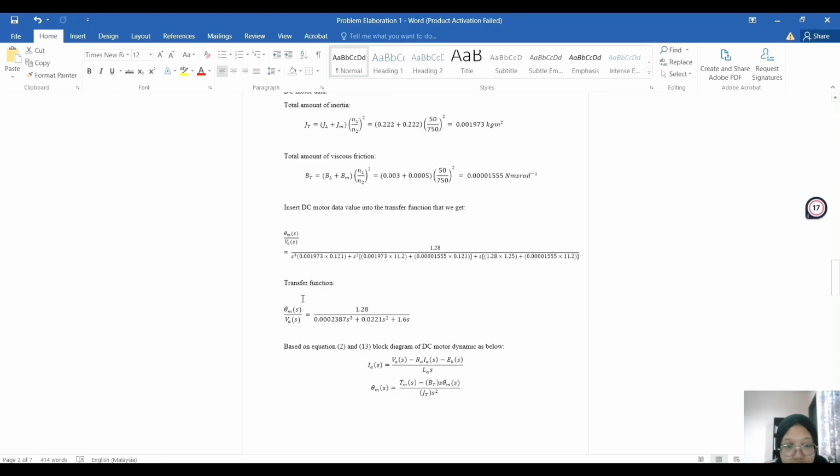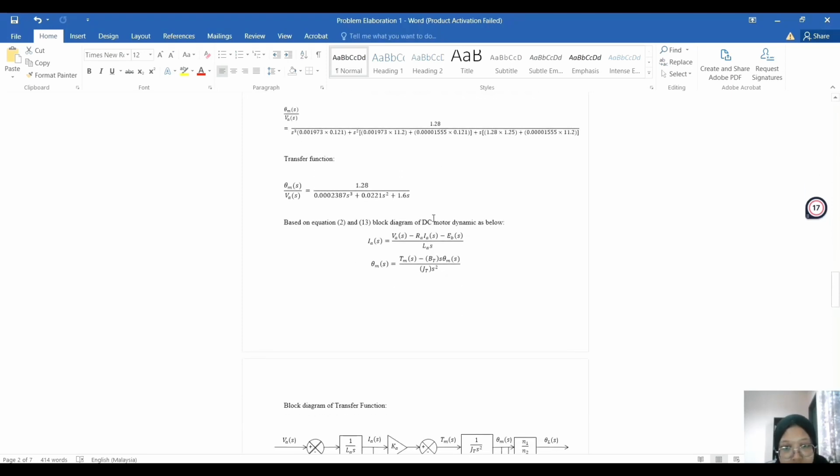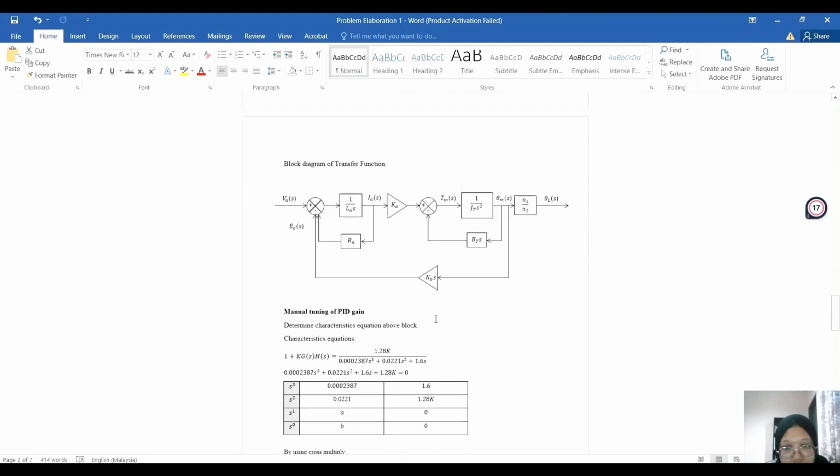So the final transfer function, we get theta_m(s) per V_a(s) equal to 1.28 over 0.0002387 s³ plus 0.0221 s² plus 1.6 s. So based on equation 2 and 13, the block diagram of the DC motor dynamic is as below. So this is our block diagram of the transfer function.